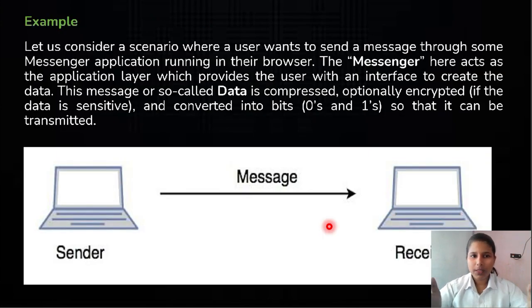For example, let's consider a scenario where a user wants to send a message through a message application running in a browser. The messenger acts as the application layer, which provides the user with an interface to create data. This message is the data from the user, and it is optionally compressed and encrypted in the presentation layer and converted into bytes so it can be transmitted.